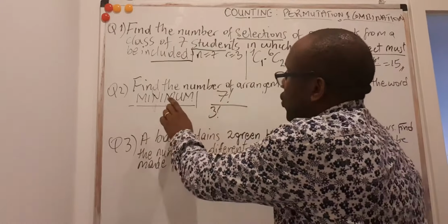Minimum can then be written in 6 different ways, and you will not know the difference because the M's are exactly the same. And there are also 2 I's here, so when the I's swap position, you won't make a difference either. So we'll reduce that. So the number of ways of arranging the letters of the word minimum is then equal to 7 factorial divided by 3 factorial, 2 factorial.